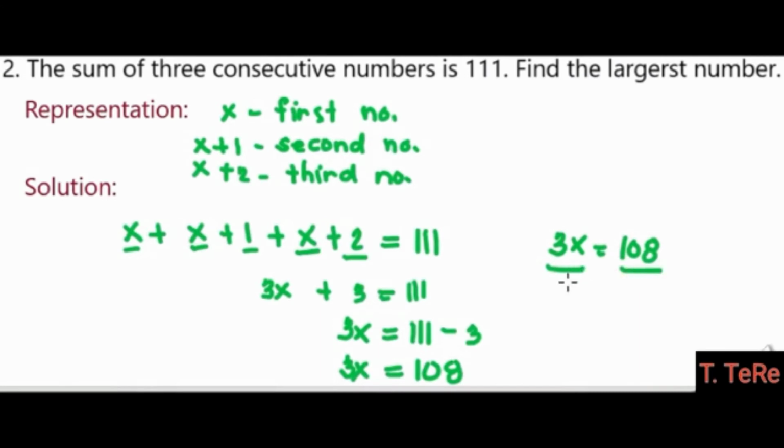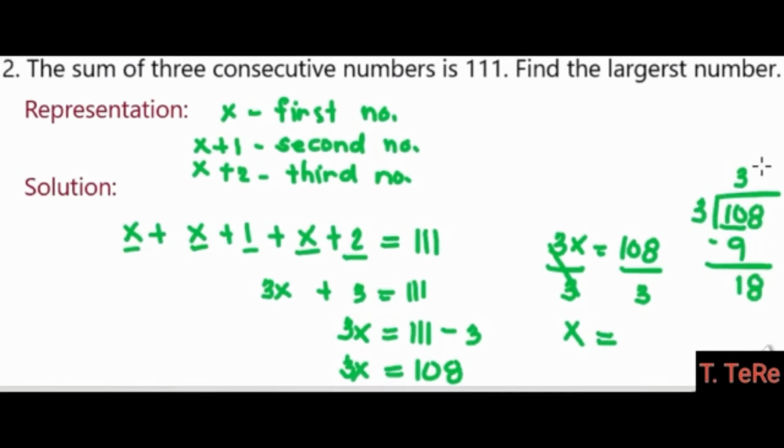Again, I'll divide by 3 on both sides of the equation. So 3 divided by 3 is equal to 1x. 108 divided by 3: 10 divided by 3 is equal to 3. 3 times 3 is equal to 9. 10 minus 9 is equal to 1. Bring down 8. 18 divided by 3 is equal to 6. 6 times 3 is equal to 18. 18 minus 18 is equal to 0.